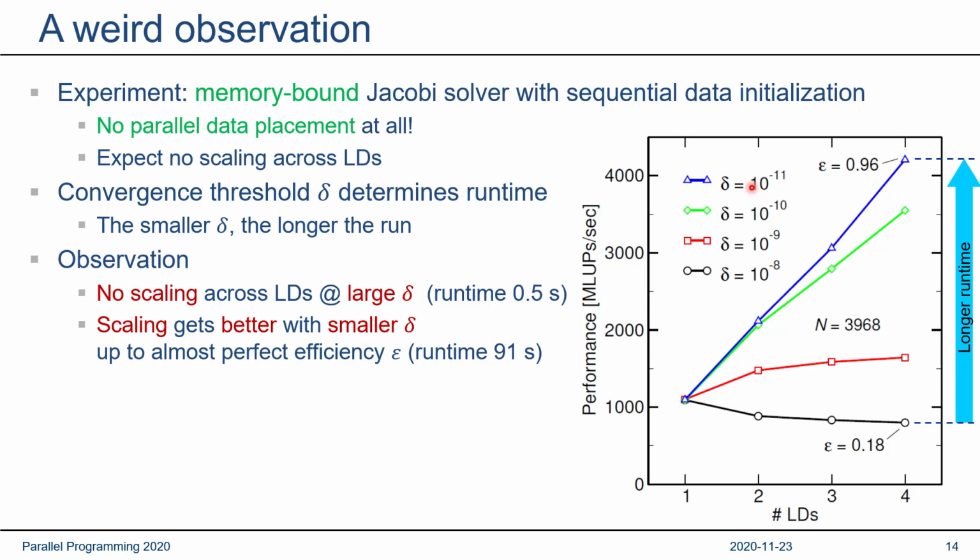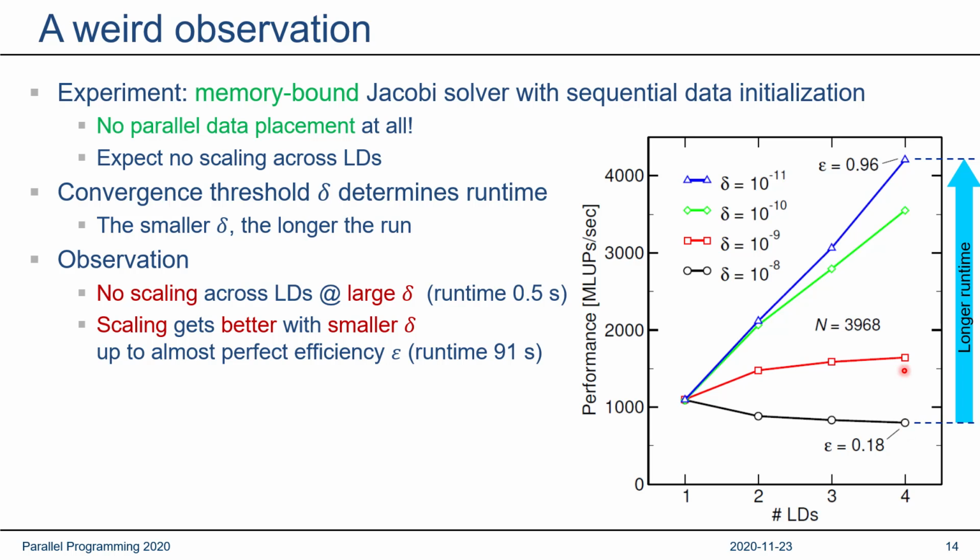Now, the observation is that if the convergence threshold is loose, like 10 to the minus 8, we have the expected behavior. Here we see performance versus number of locality domains. From 1 to 4, performance drops. So this is the typical behavior we expect from a non-NUMA-aware program. And the parallel efficiency is actually 0.18 at 4 NUMA domains, so really bad.